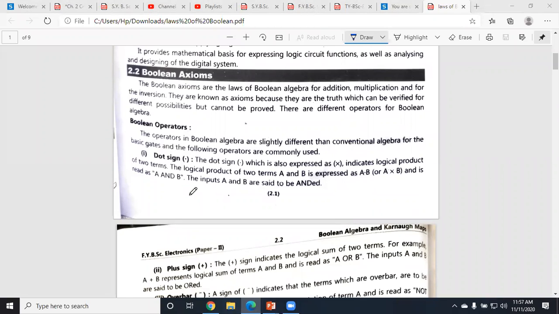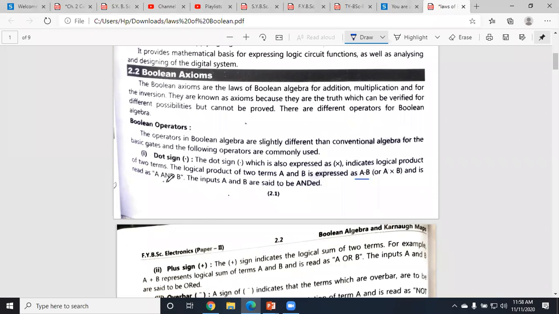Yes, ma'am. We have seen all the logic gates, their functions, truth tables, and the expression for every logic gate. Correct. Now see here, the logical product of the two terms A and B is expressed as A dot B. If I want to represent the product of A and B, I write A dot B, or simply A cross B, right? And it is read as A and B.